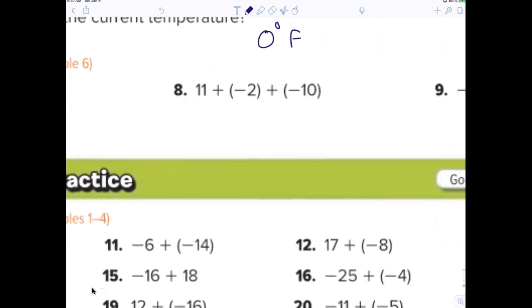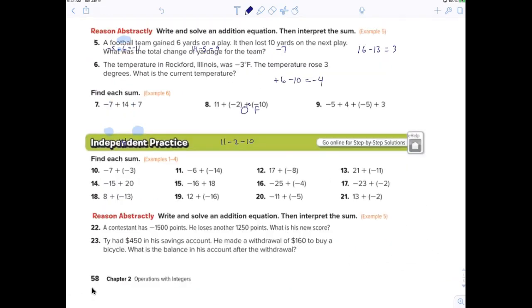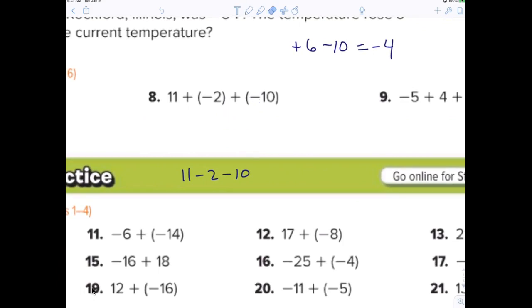Now, over to number 8. I want you to rewrite this one as 11 minus 2 minus 10. What is that? It's negative 1. I wanted you to write 11 minus 2 minus 10. And I asked you what the answer was, and it's negative 1. That's the answer. Agreed? I don't care how you got negative 1. If you didn't get negative 1, we got to talk about it.